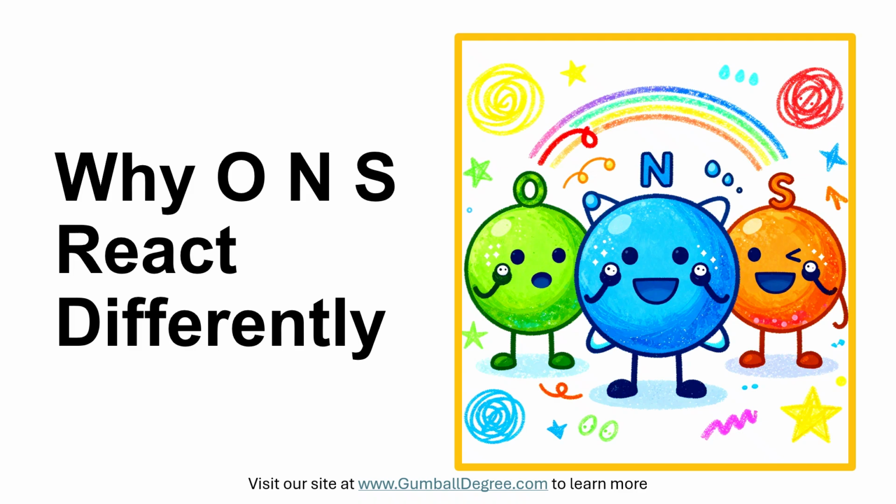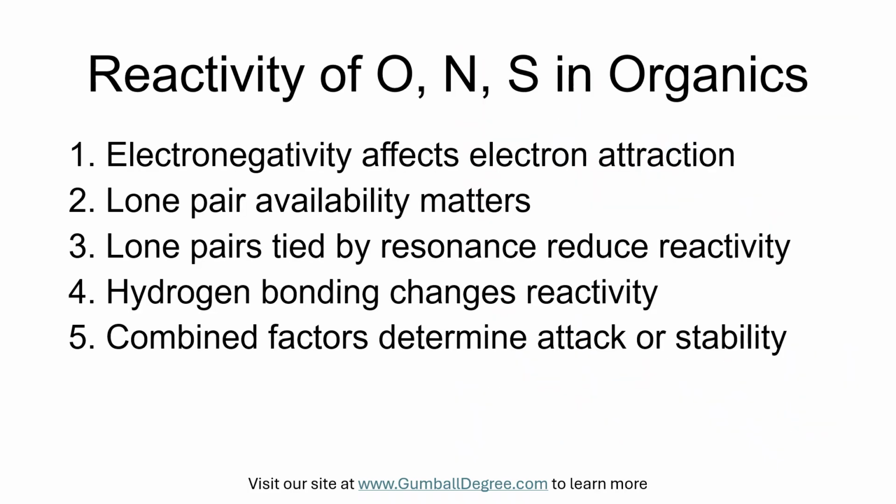Their electronegativity, how available their lone pairs are, and whether they can join resonance or hydrogen bond determine how reactive oxygen, nitrogen, and sulfur are in organic molecules. Think of each atom like a player in a game. Electronegativity is how much the player wants electrons, so oxygen often pulls electrons harder than nitrogen or sulfur. That changes how likely they are to give or take electrons.